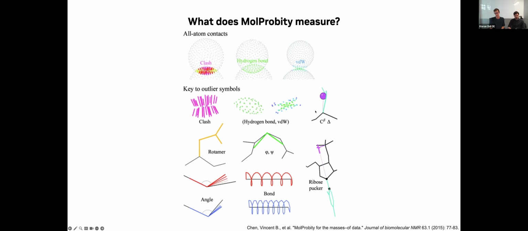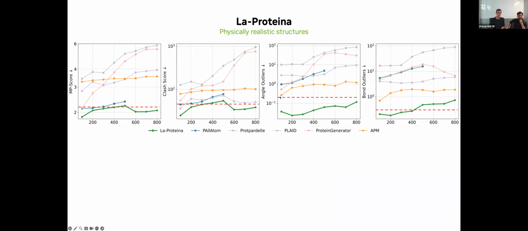So what we did is, okay, that's kind of neat. Let's just run our structures and all the baselines, all atomistic structures generated by our baselines, through this tool, and have a look at how they perform. We have more plots in the appendix of the paper, but these are the four main ones, I guess. On the y-axis, you have the score, and on the x-axis, you have the residue length, from 100 to 800 residues. The first one here is the MolProbity score, which is a combination of a lot of other scores.